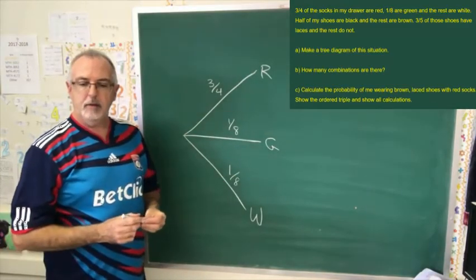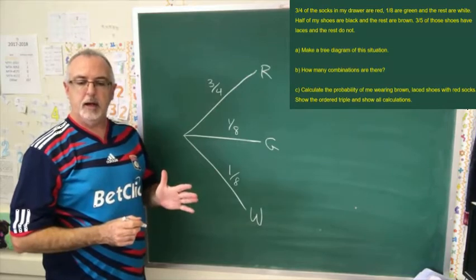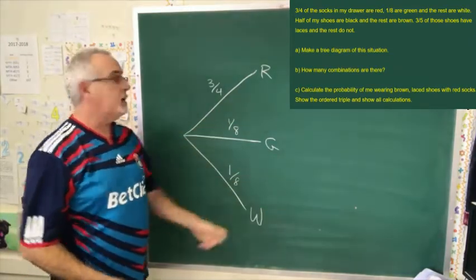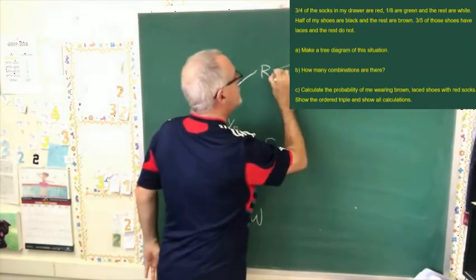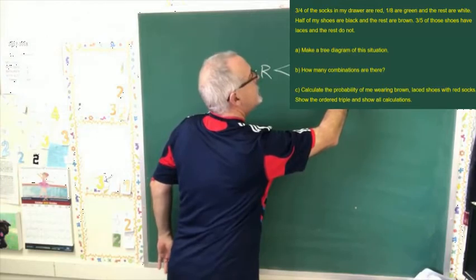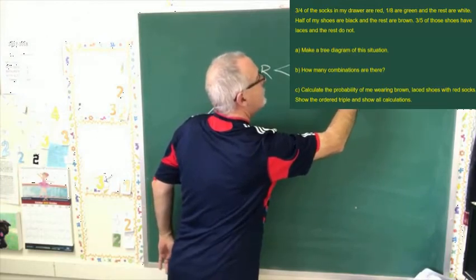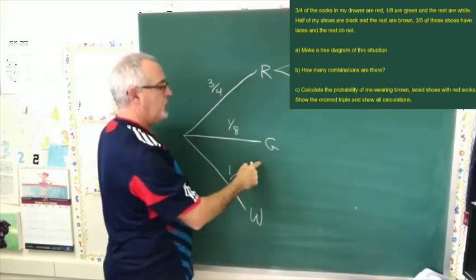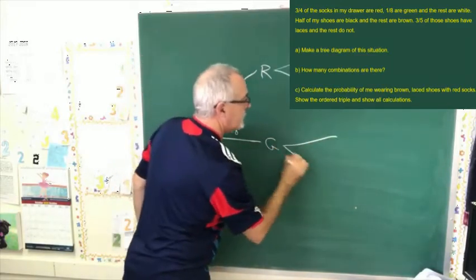Then we have the shoes. Half are black, half are brown. So regardless of what color socks I take, I'm branching out so that I have half a chance of black, half a chance of brown shoes. And that happens no matter what color, so I have to do this 3 times.